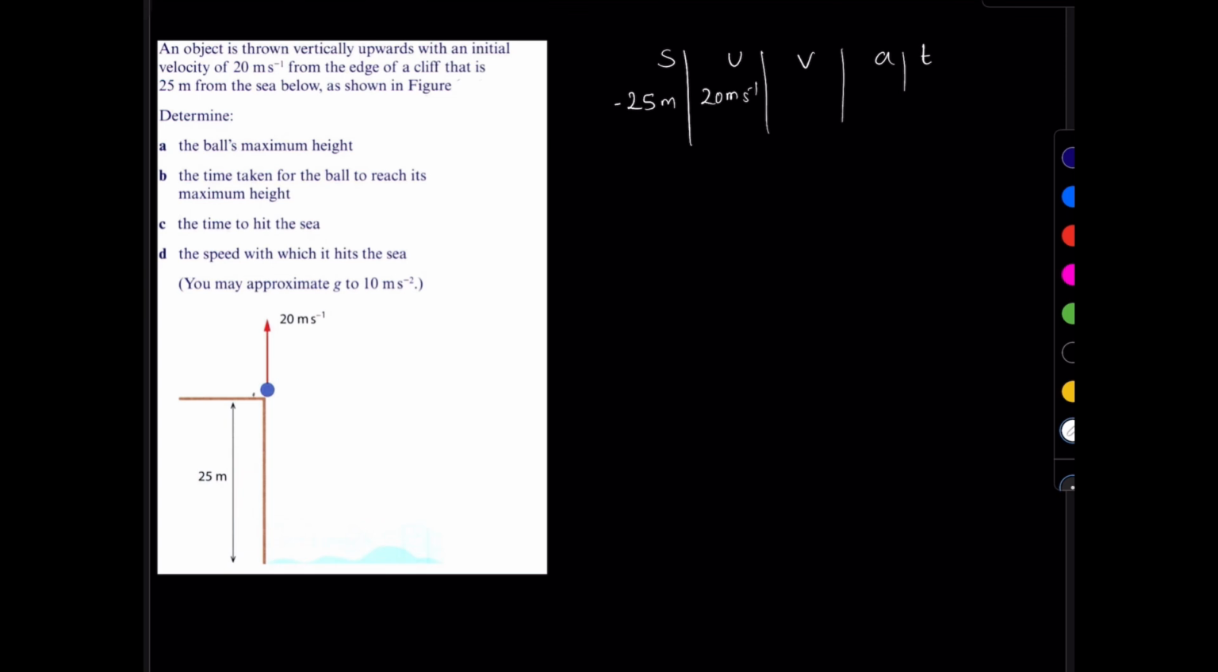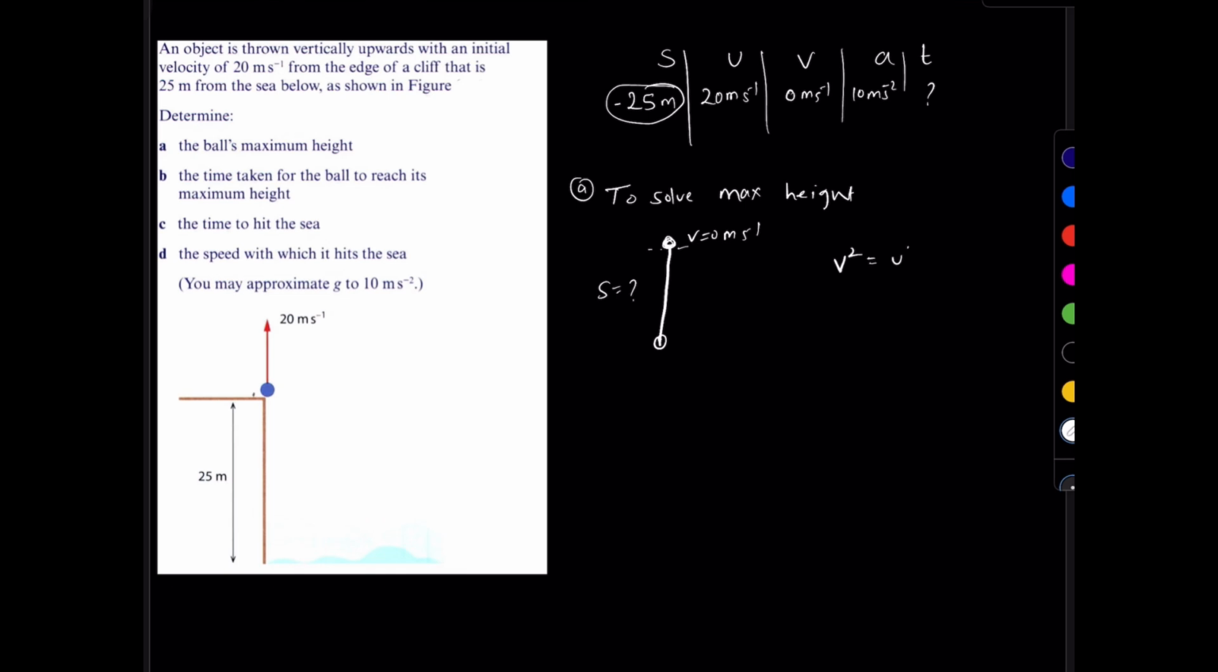V is the final velocity. So in order to solve for the max height, when the ball reaches the maximum height, at this point the final velocity has to become zero. Acceleration is given as 10 meters per second square, and time is also unknown. And I can't use this information because that's what I'm calculating. So in order to solve for the max height, this S is what I'm solving for.